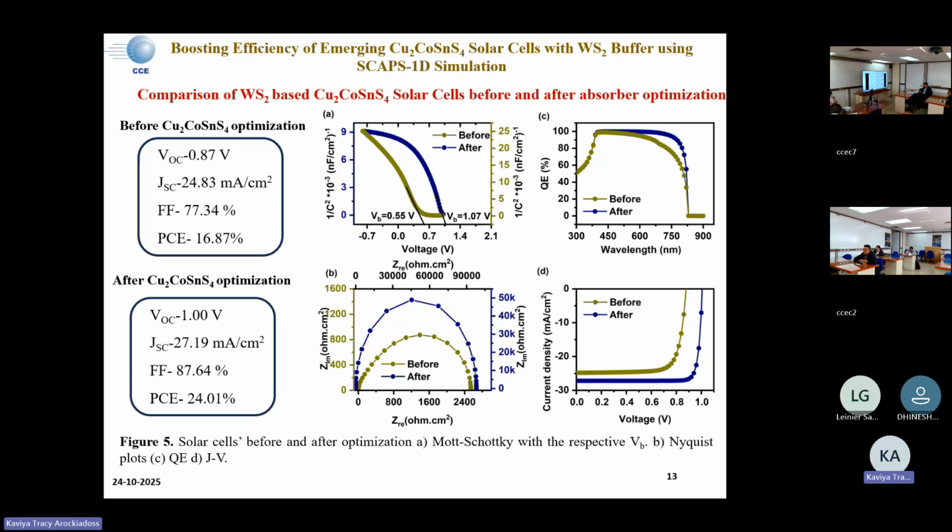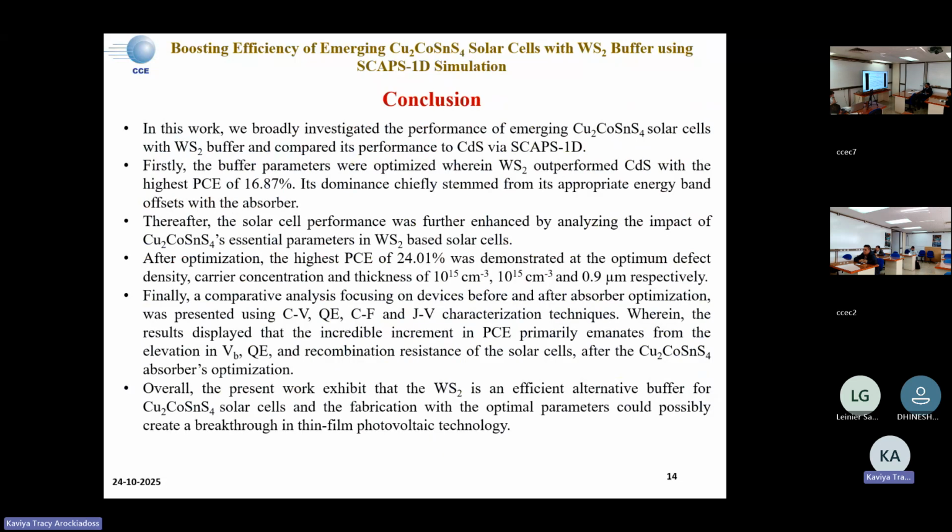So overall, we have an idea that this optimization of the absorber is crucial, as it largely influences the built-in potential, the light absorption, the QE%, and the recombination resistance. Overall, the collection efficiency of the solar cells is highly dependent on the absorber parameters. So during fabrication, it is very important to optimize these absorber parameters to the optimal values in order to get higher efficiency. So moving on to the conclusion.